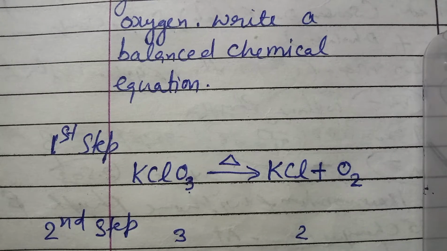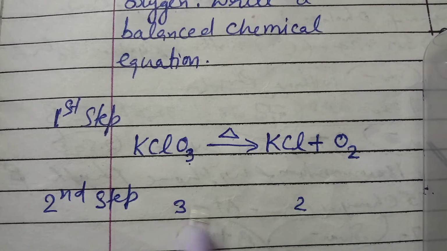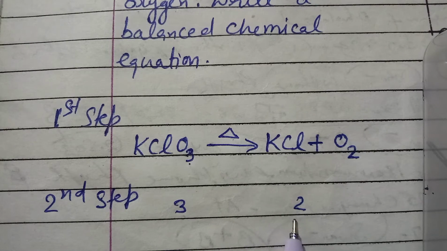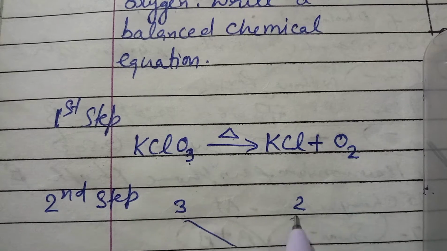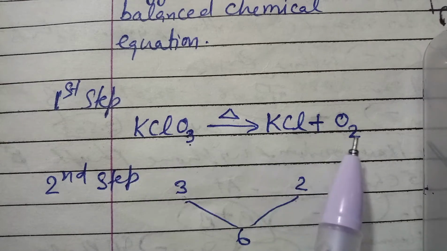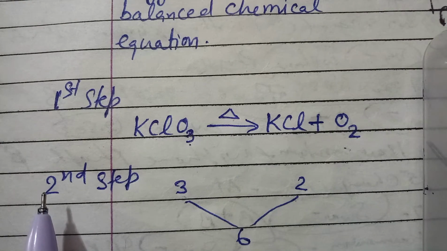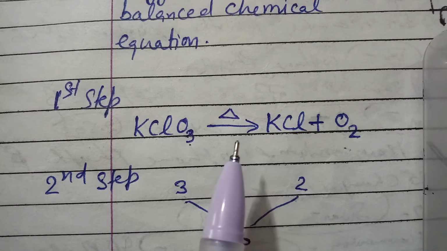To make the number of oxygen atoms equal on both sides, we see that 3 and 2 do not have any common factor, so we will take their least common multiple, LCM. LCM of 3 and 2 is 6. So we will make the number of oxygen atoms 6 on both sides. For doing so, what will we do?